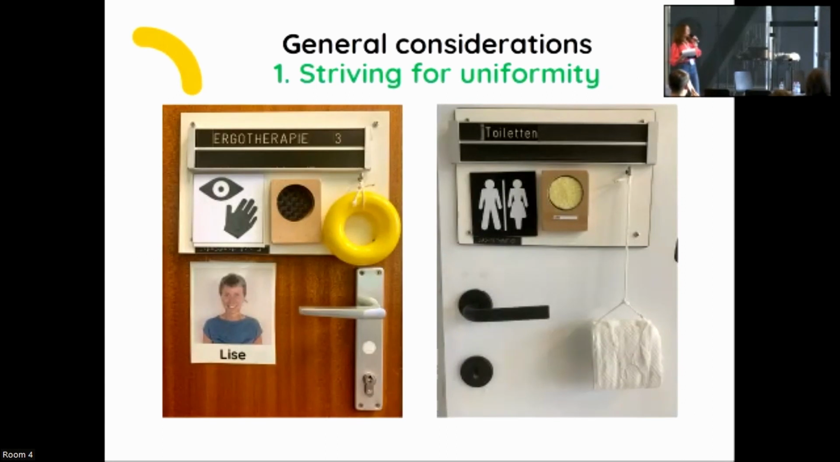Okay. The first thing, the general consideration, the first is the striving for uniformity. And here on the picture, you see the use of reference boards. It indicates the function of the space in different ways. We use those reference boards on the therapy rooms, on toilets, like you see here on the picture, but also on the storage room, on the bathroom. The rooms we think important, they get a reference board.